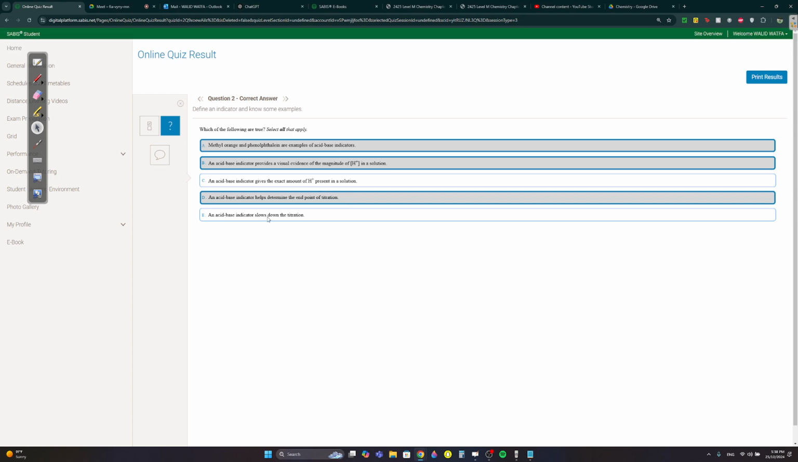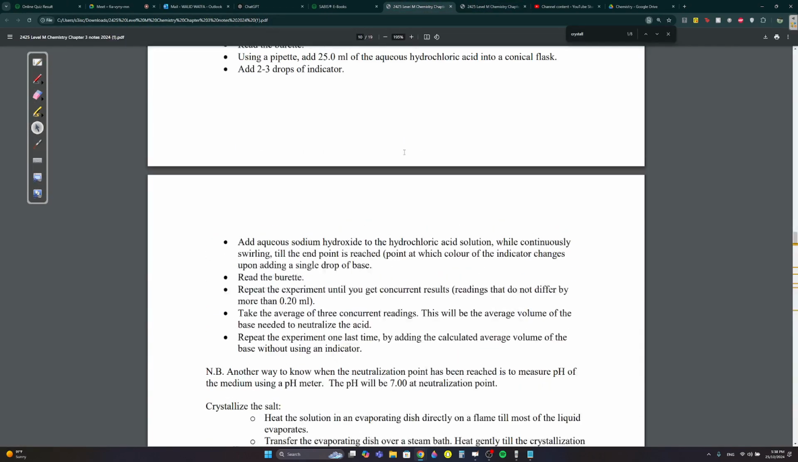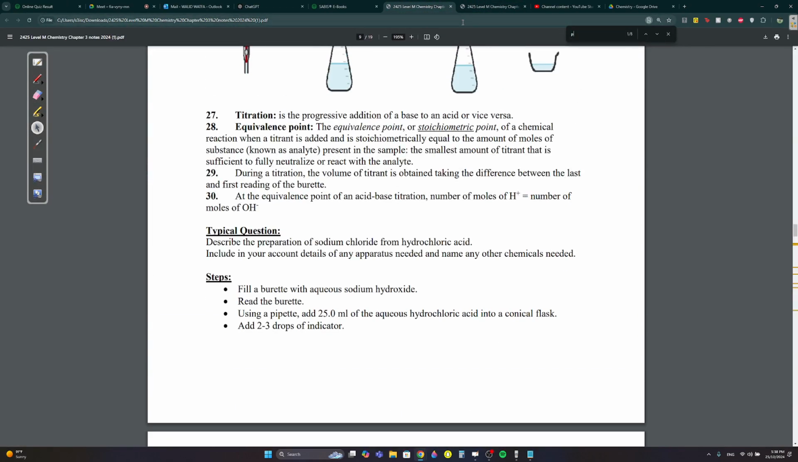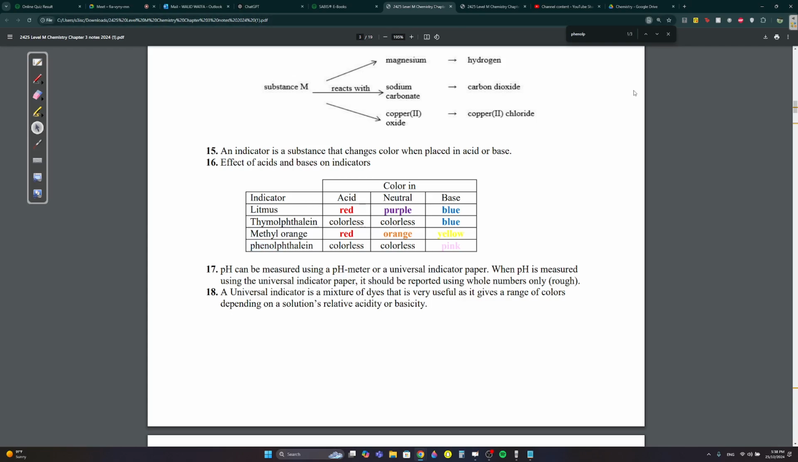You need an indicator. Doesn't an acid-base indicator slow it down? No. An indicator doesn't give the exact amount. Does the indicator tell you there's 0.060 molar concentration of H plus? No. You need to memorize. Let me put phenol. Sorry. This is the table you need to memorize.